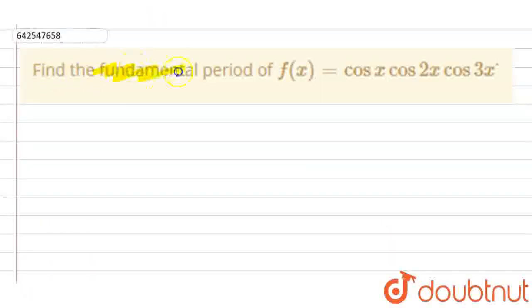Hello students, the question is: find the fundamental period of f of x equal to cos x into cos 2x into cos of 3x. We have f of x is equal to cos of x into cos of 2x into cos of 3x.